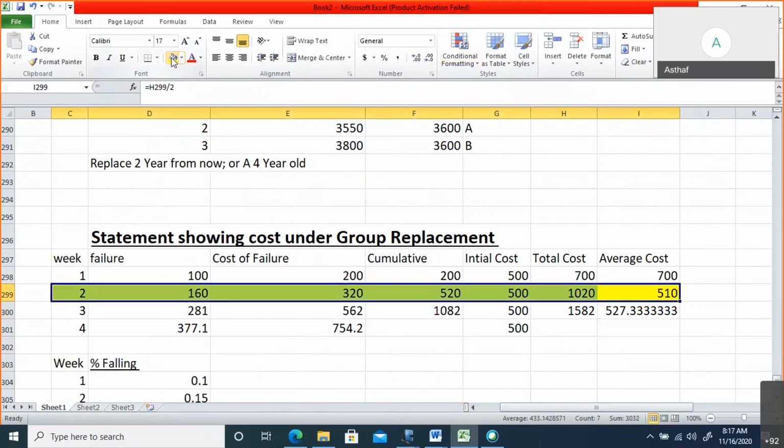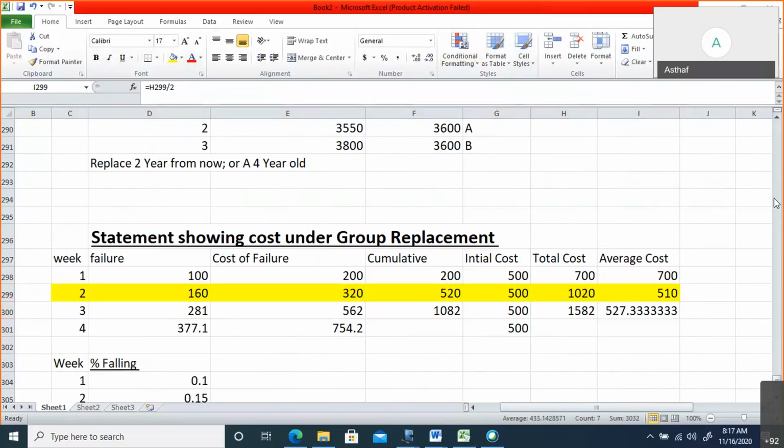So for your benefit, I will do the next 1 week also. For your benefit, I will express the calculation once again. So how will it be? You have to add cumulative.